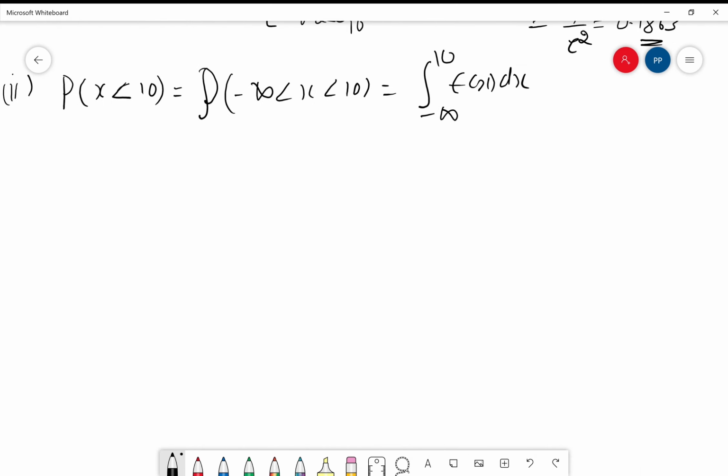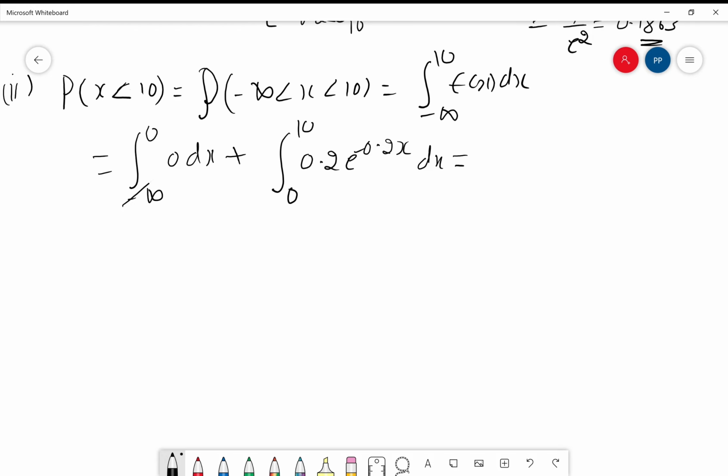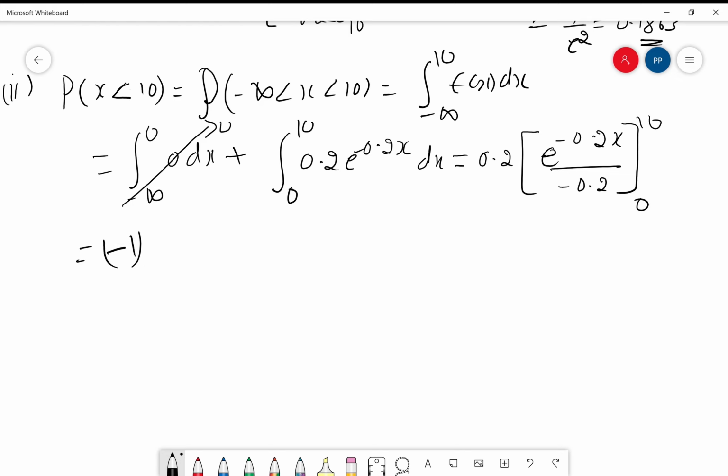which can be split into two integrals, namely minus infinity to 0, where the function is 0, plus 0 to 10, where it is 0.2 times e power minus 0.2 x. So integrating the second one, because the first integral vanishes, 0.2 outside. Same as the previous, e power minus 0.2 x by minus 0.2. Exactly the same as the first case, the integration part. Only thing is the limits are different. So I'm getting minus 1. This and this cancel.